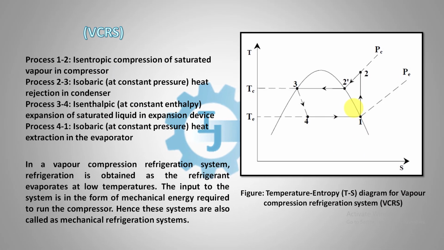In the vapor compression refrigeration system, refrigeration is obtained as the refrigerant evaporates at low temperature. The input to the system is in the form of mechanical energy required to run the compressor. So this system is also called a mechanical refrigeration system.